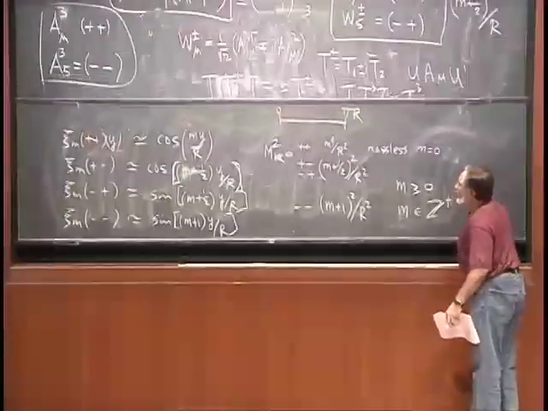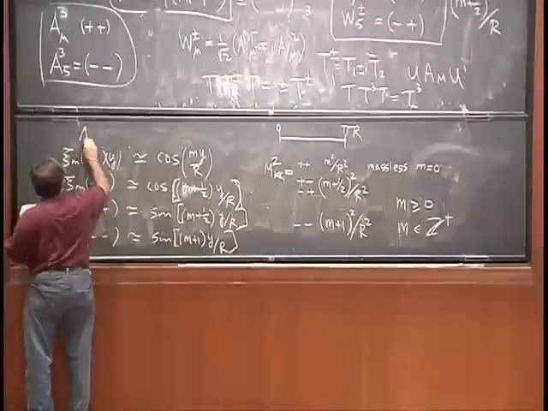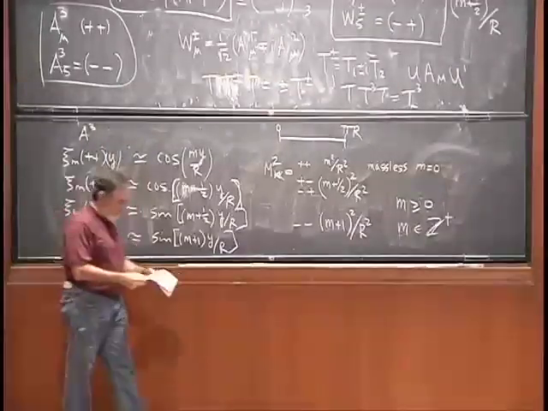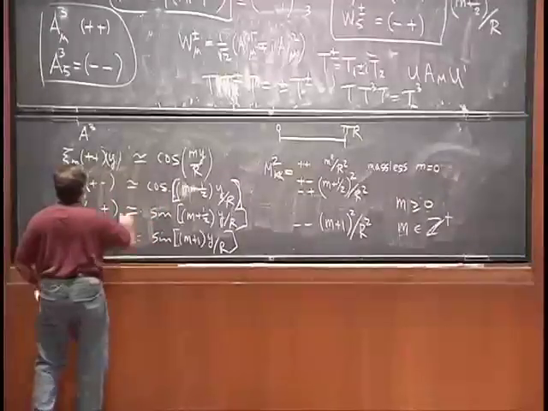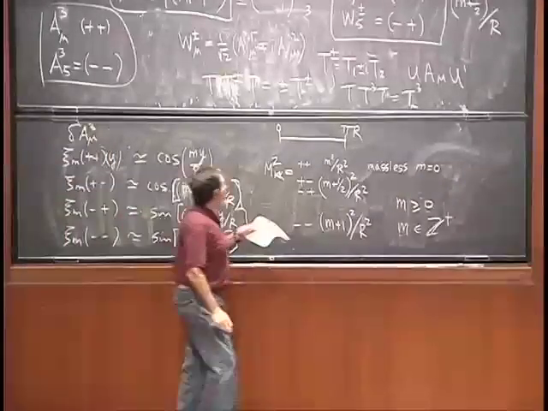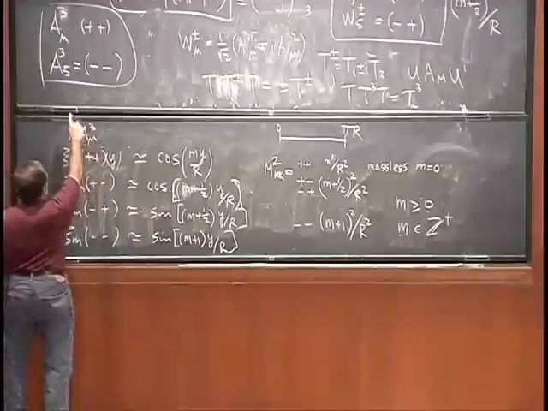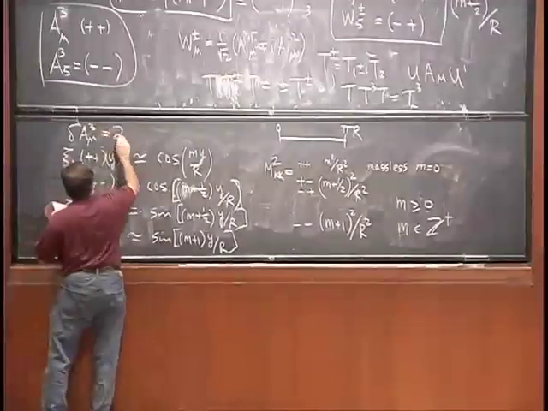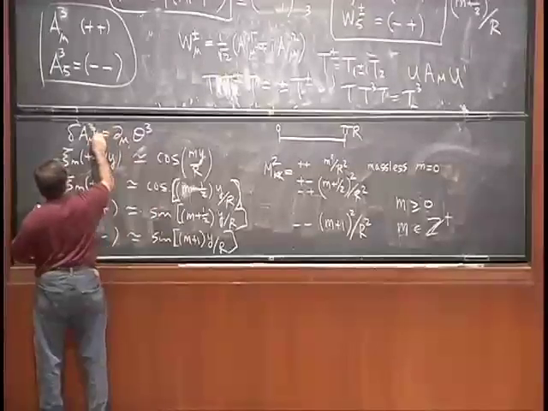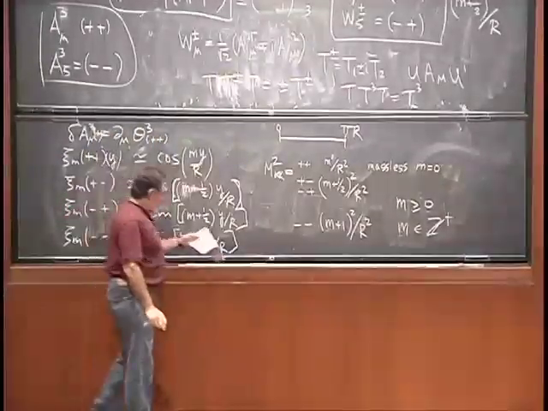I want to point out one more thing, is that the infinitesimal gauge transformation of the fields has to be consistent with the boundary conditions. So for example, A mu 3 has plus plus boundary conditions. Under a gauge transformation, it transforms like this.